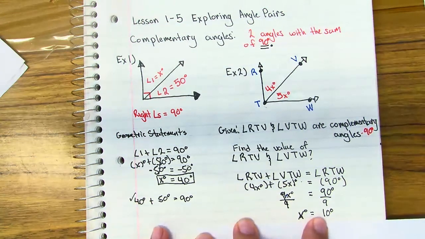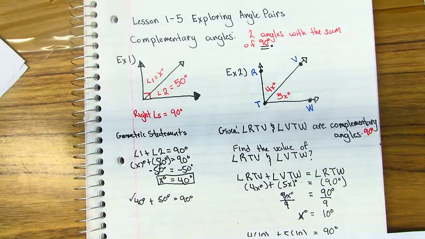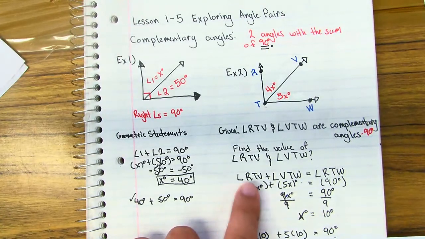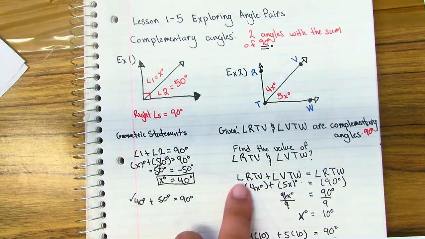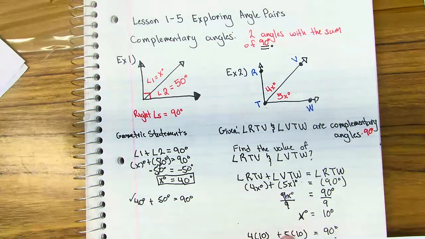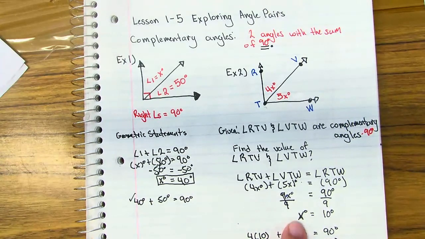X equals 10. Don't forget to always double check your work. So I'll substitute the value of x with the value of 10. 4 times 10 is 40. 5 times 10 is 50. When I add it together, 40 plus 50 equals 90. Then I know that the value of x equals 10 is verified.